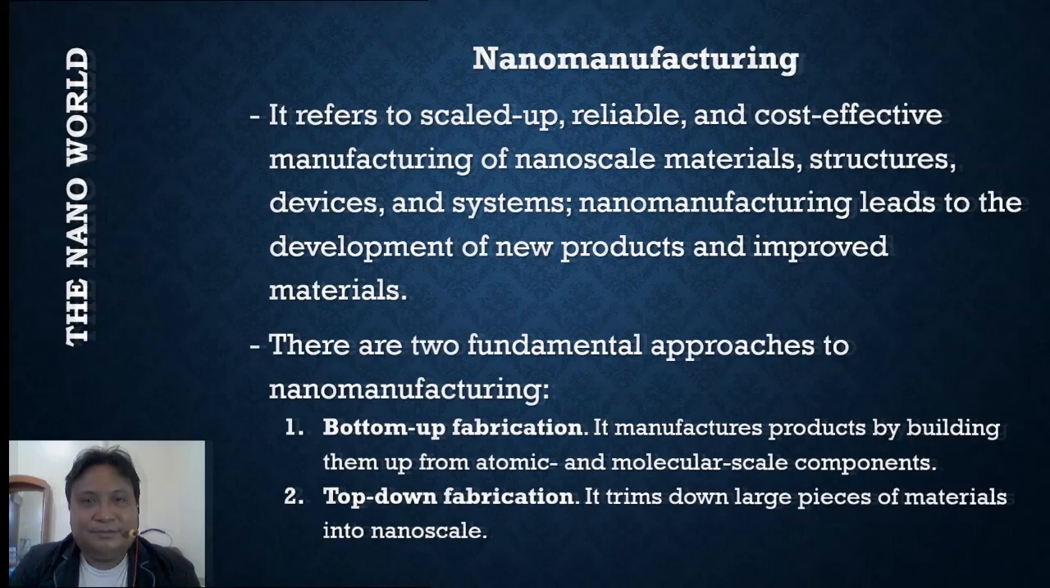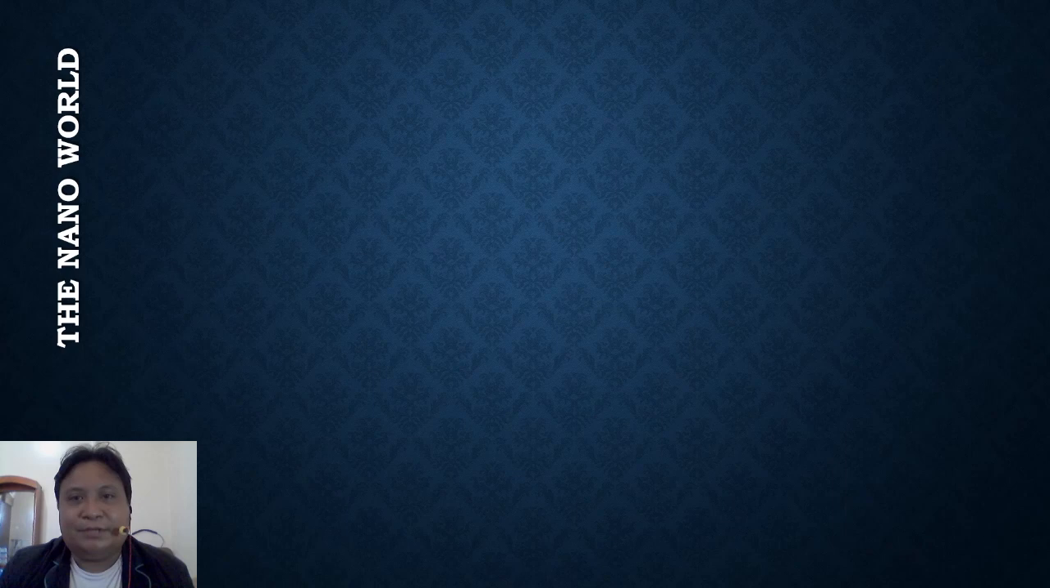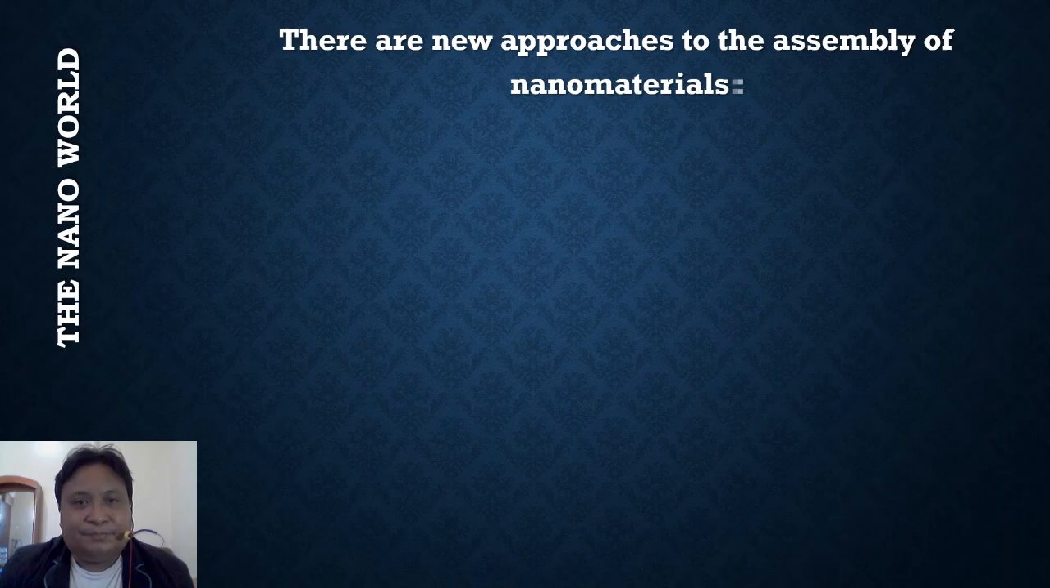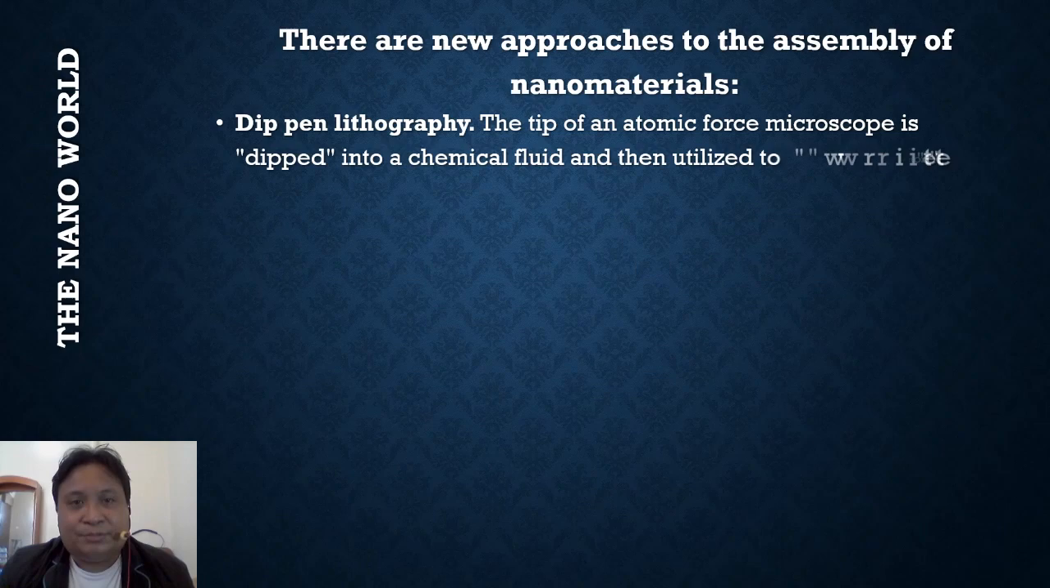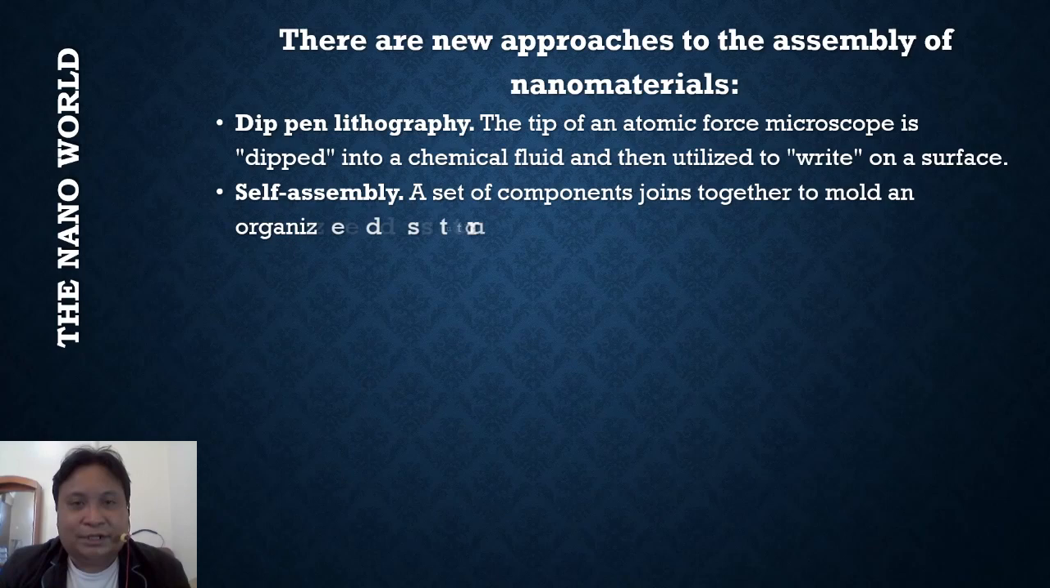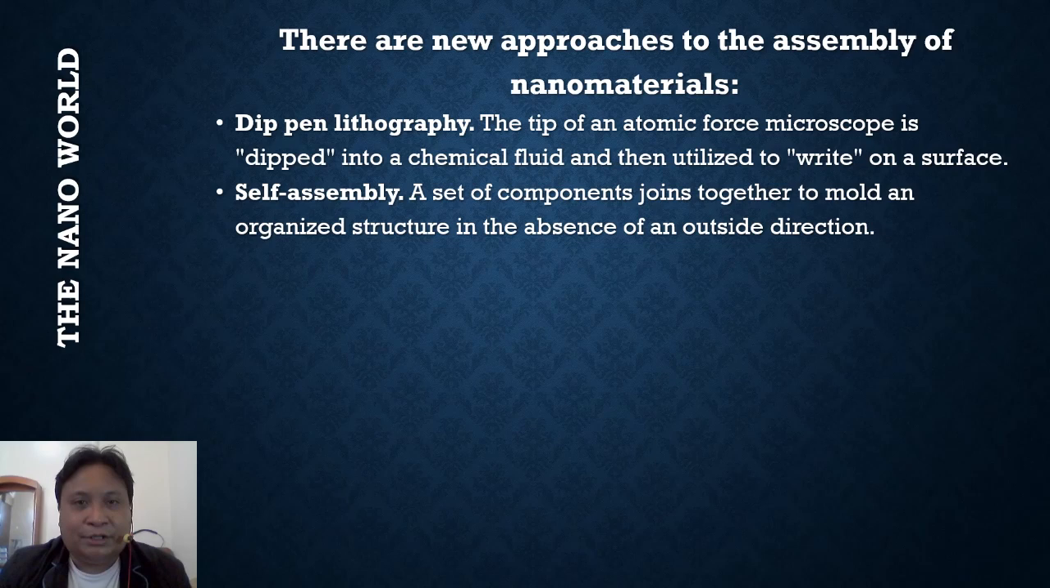Okay, so there are new approaches to the assembly of nanomaterials. The first one here is dip pen lithography. The tip of an atomic force microscope is dipped into a chemical fluid and then utilized to write on a surface. The next one is what we call self-assembly, where a set of components joins together to form an organized structure in the absence of outside direction.